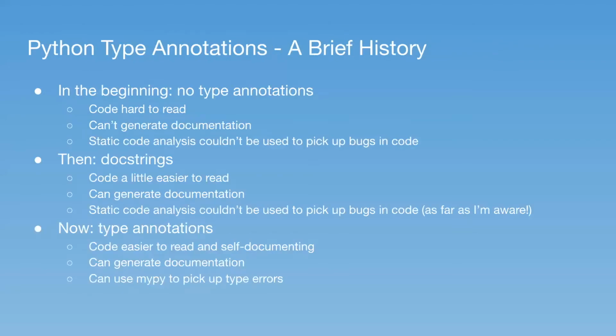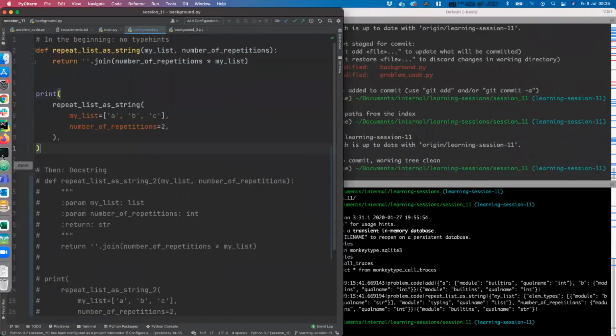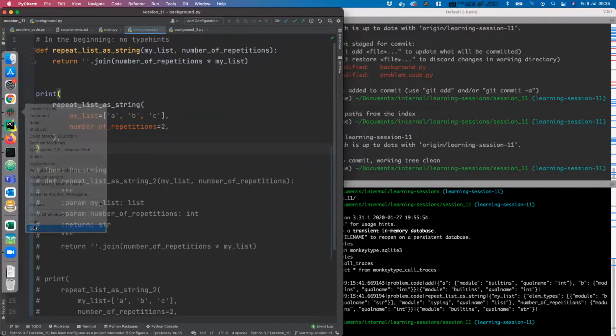All right. So first of all, we're just going to go into a brief history on Python type annotations. In the beginning, once upon a time, we had no type annotations. The code was hard to read. We couldn't generate documentation easily from code, and we couldn't do any static code analysis on Python code to pick up bugs. And let's look at an example of that.